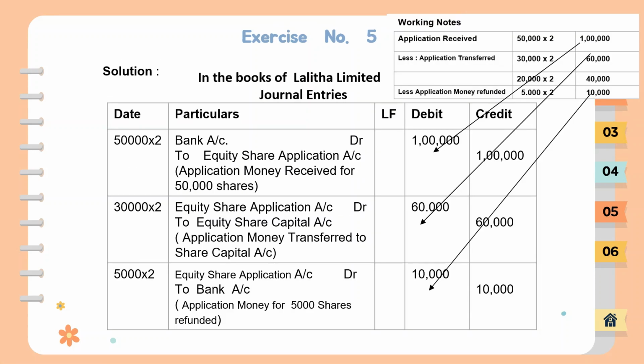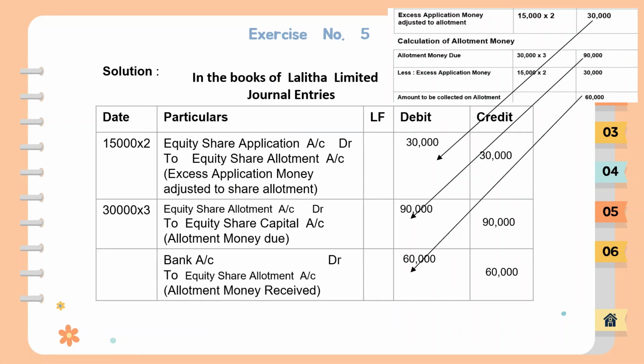Now I will show you. See, first entry is application received. For 50,000 shares, 2 rupees, you have to pass the first entry. Second entry is amount to be transferred to share capital, only for 30,000 shares into 2 rupees. This you have to transfer, and how much application they have rejected, that is 5,000 shares into 2.